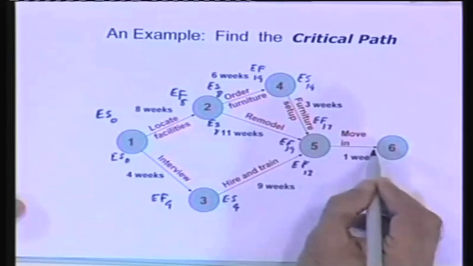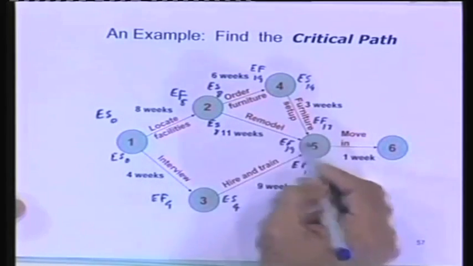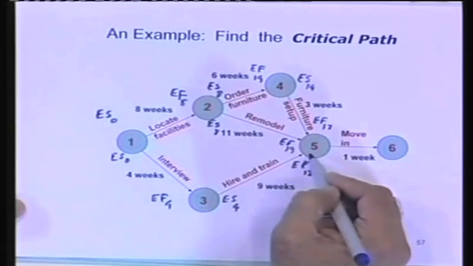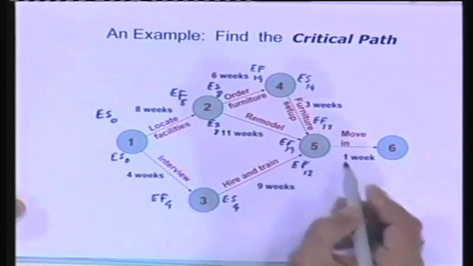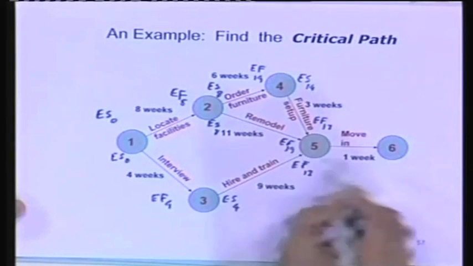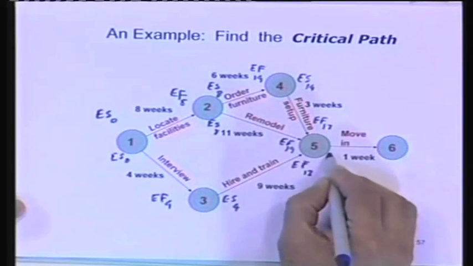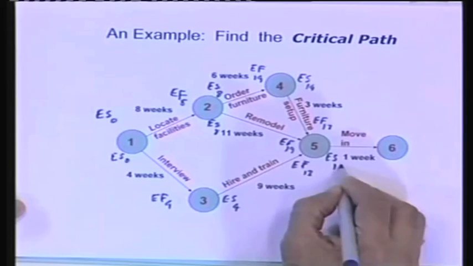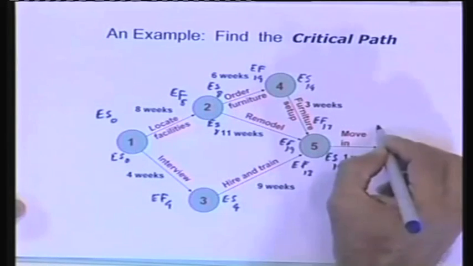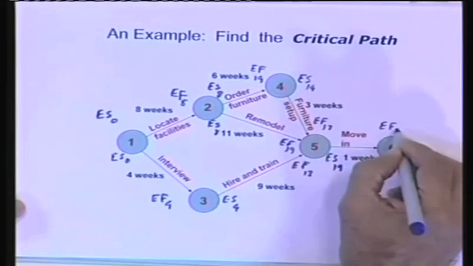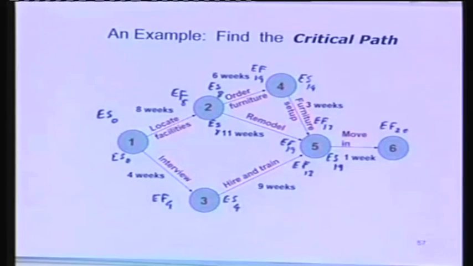This task cannot be started till this is done, this is done, this is done. And the earliest finish turns out to be this one. So the earliest start for this task is going to be 19. Earliest start is going to be 19 there. Earliest finish for the project is going to be now 19 plus 1. Earliest finish is 20. 20 turns out to be the length of the critical path.